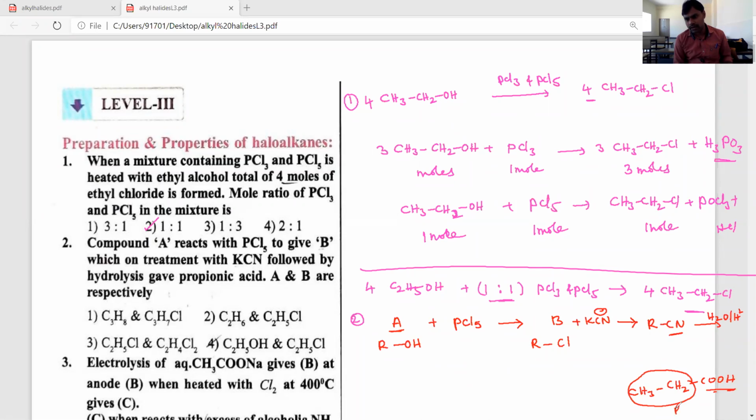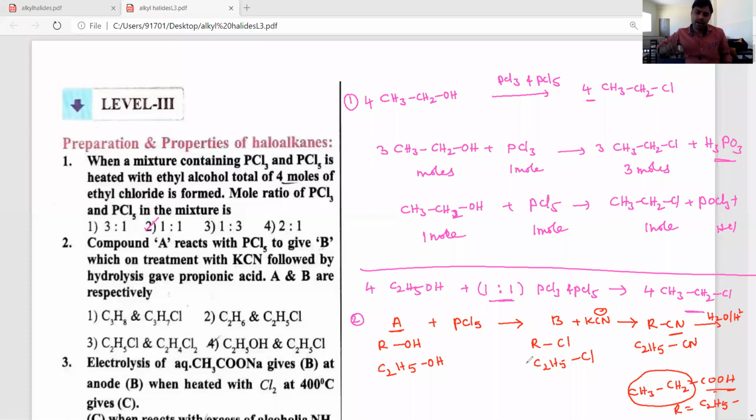This is R. R is equal to C2H5, ethyl group. Now the R is equal to C2H5CN, ethyl cyanide. Now this R is equal to C2H5Cl, ethyl chloride. Now this R is equal to C2H5OH. So what is A and B? A is ethyl alcohol, C2H5OH, and B is equal to C2H5Cl.